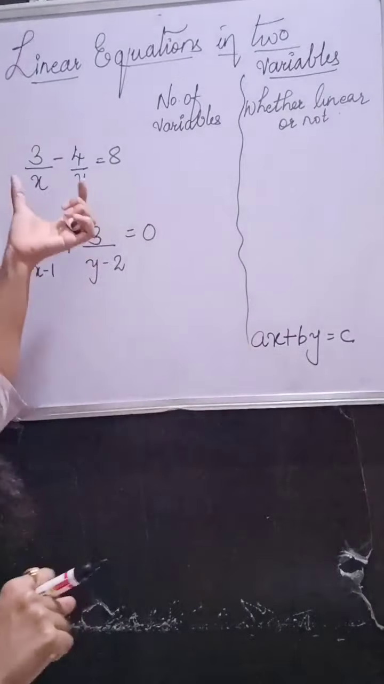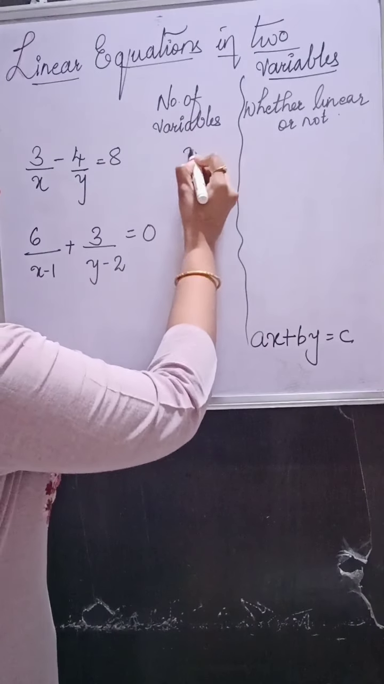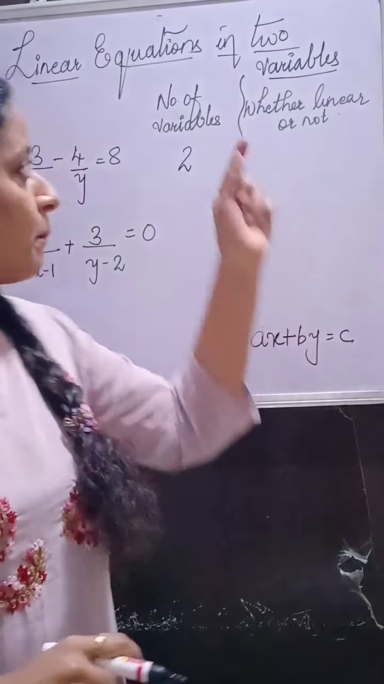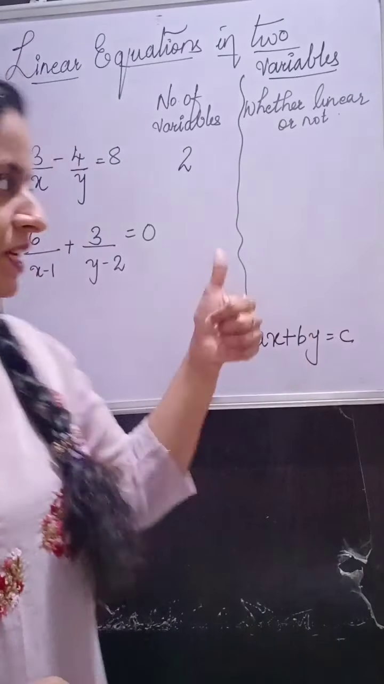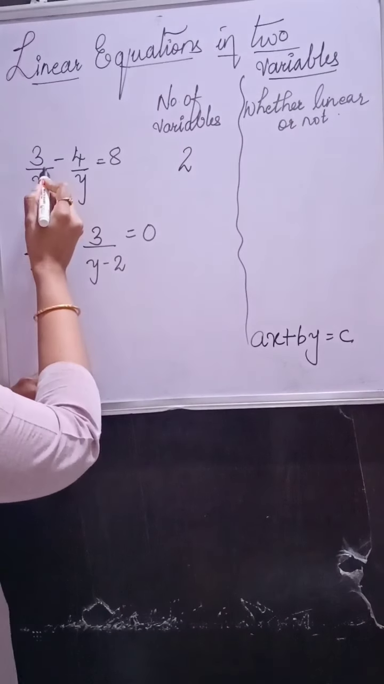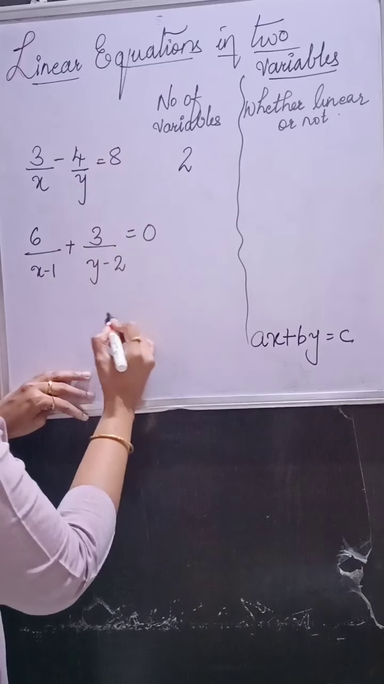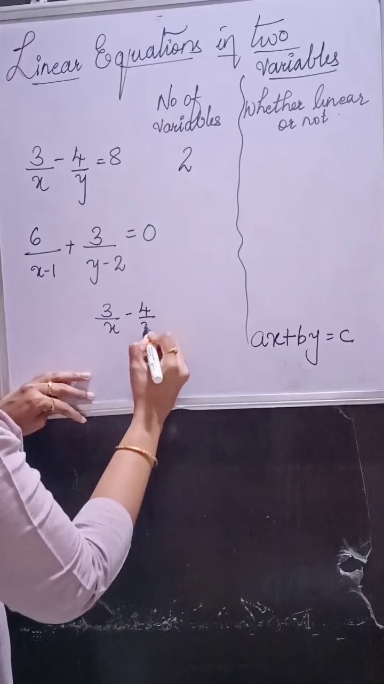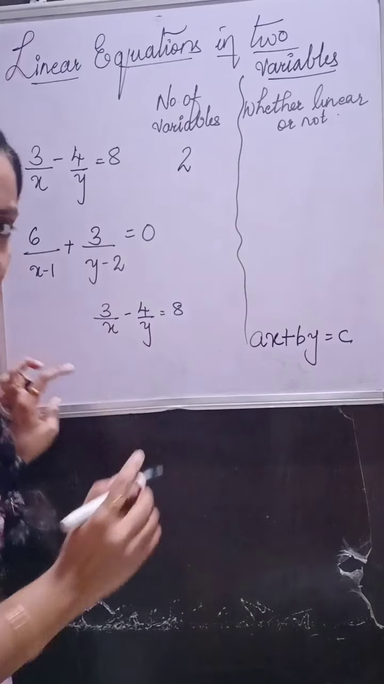You can see there are two variables, x and y. So the number of variables is 2. But whether it is a linear equation in two variables or not, please check. Here x is in the denominator. So let me write this equation once again: 3/x - 4/y = 8. x is coming in the denominator.